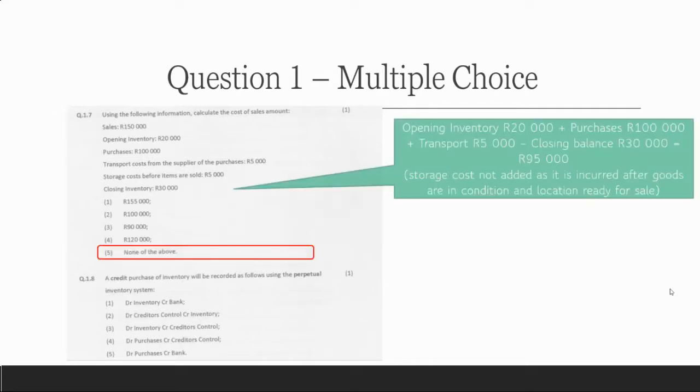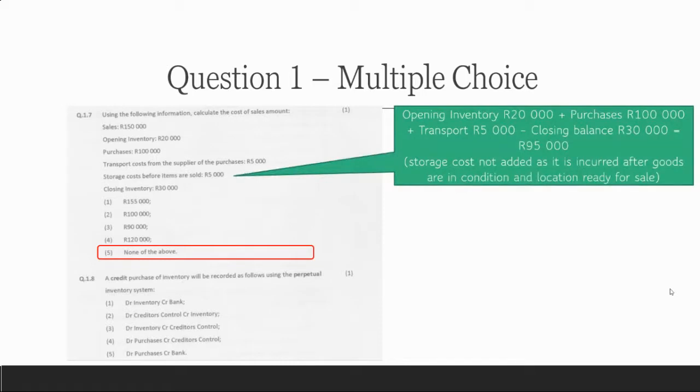Then 1.7, now this one caught a lot of students out because they give you a lot of information, but if you did the calculation, you wouldn't actually have seen any of the answers. So they ask you, using the following information, calculate the cost of sales amount. Now remember, cost of sales on the periodic, you take the opening inventory plus the purchases plus the transport, and then the storage costs are generally excluded, and then you take off the closing inventory. Now if you do that calculation, you actually get to 95,000.